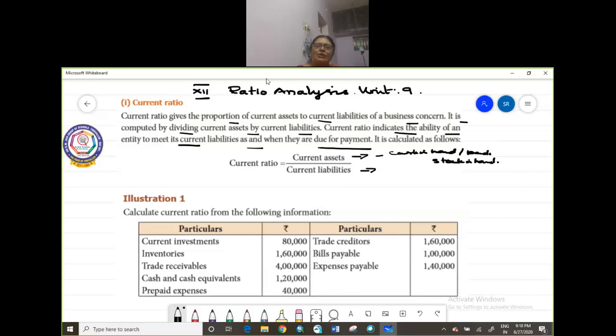Like short-term loans and advances given. Now, what do you mean by current liability? Current liabilities are short-term borrowings, bills payable, sundry creditors, then other liabilities like expenses payable, income receivable, advances, short-term provisions, etc.